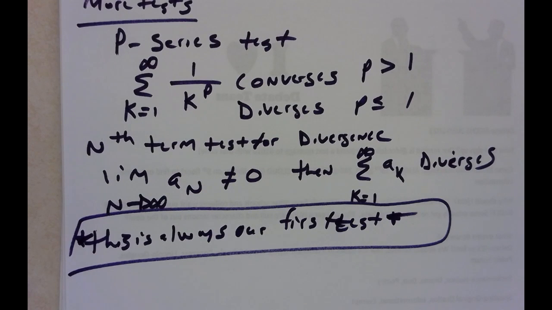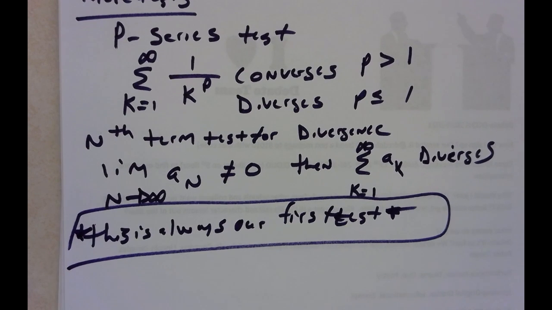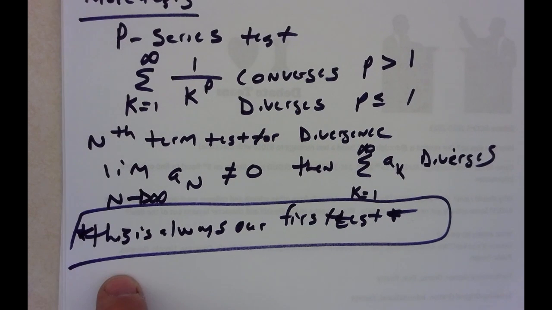If the terms are not going to 0, we cannot have convergence. We don't need to run anything else. On the AP test, this is the easiest test. The limit of the terms is going to 0, or you go doing terms going to 0, and figure out whether it's going to diverge.